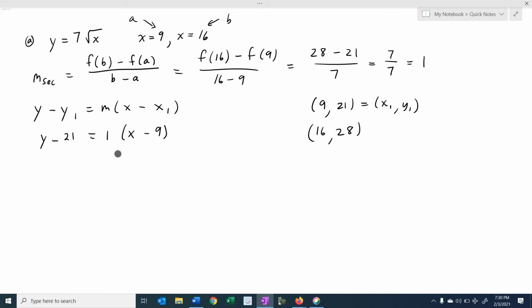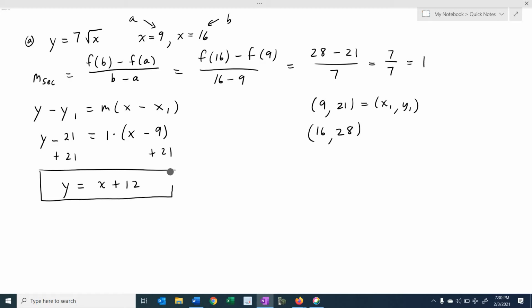Okay, and then let's just clean this up a little bit. Of course, you would distribute the 1, but that doesn't really change anything. But let's go ahead and add this 21 to both sides to get y by itself. And that leaves you with x plus 12. Okay, and so that's the equation of the secant line that goes through these 2 points here.